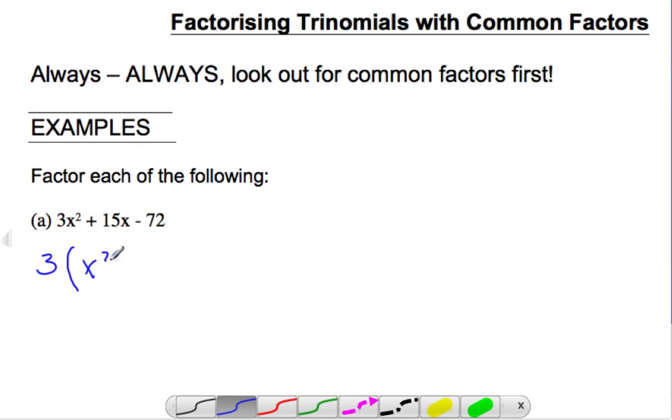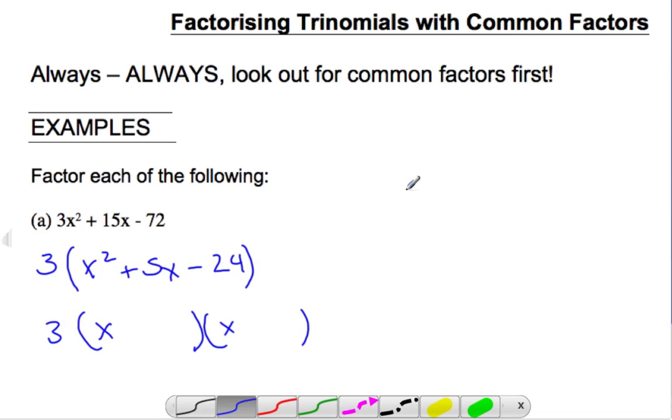I'm left with x squared plus 5x minus, help me out on this one. 24. Yep, 24. Okay, and so now, imagine the 3's not there. Hide that 3. I'm just going to write it down, and I'm, again, going to factor this one like we did last time. We get the x and the x. It has to multiply to get x squared. I'm looking for the multiples, or the factors of 24.